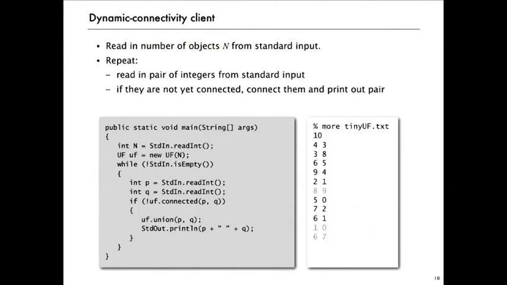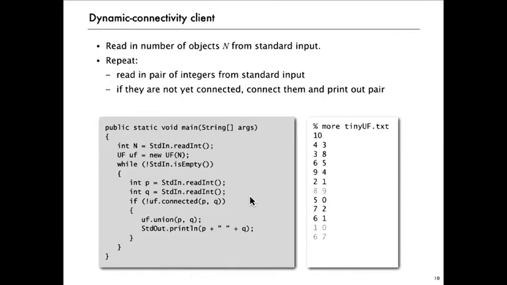One of the practices that we'll follow often in this course is to check our API design before getting too far into dealing with the problem by building a client that is going to use the data type that we develop. So for this example, we've got a client that will read information from standard input. First, an integer, which is the number of objects that are going to be processed, and then a series of pairs of object names. And what the client does is first it'll read the integer from standard input and create a UF object. And then as long as standard input is not empty, it's going to read 2 integers from the input. And if they're not connected, then it'll connect them and print them out. And if they are connected, it'll ignore them.